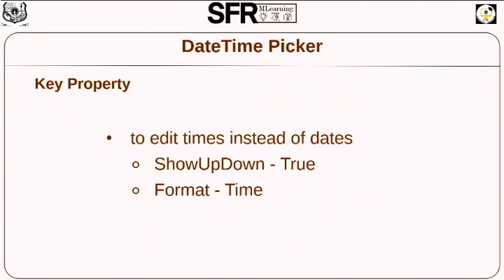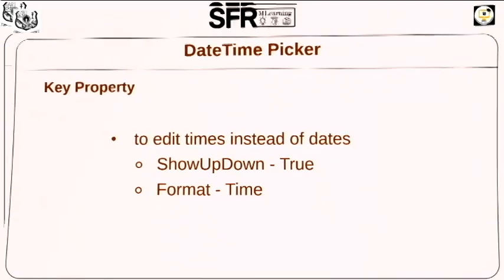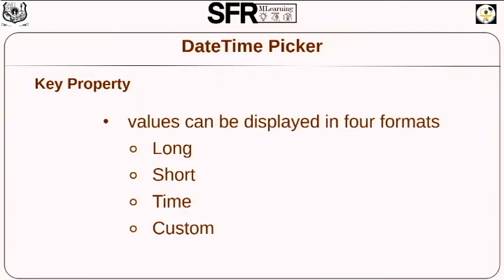If you want to use the datetime picker control as a control for picking or editing times instead of dates, set the show up down property to true and the format property to time. By making the format property time, we can set the time controls. Next, the control's max date and min date properties determine the range of dates and times. The value property contains the current date and time the control is set to.